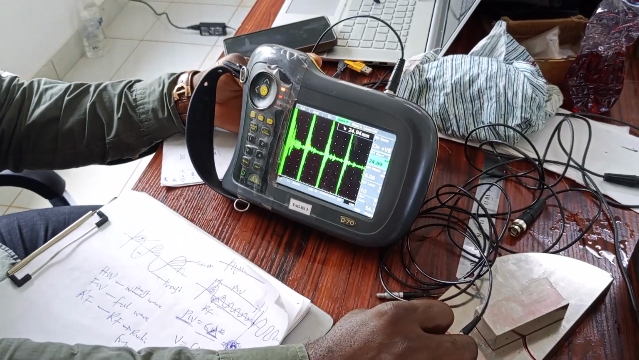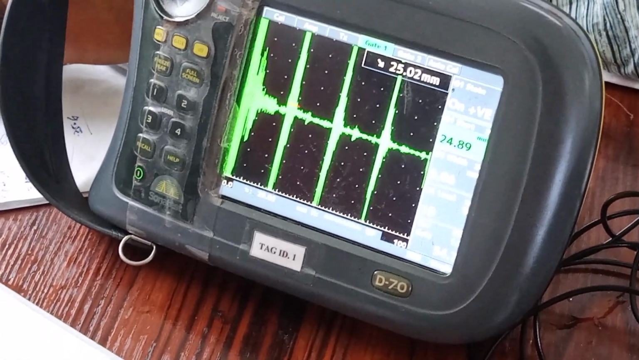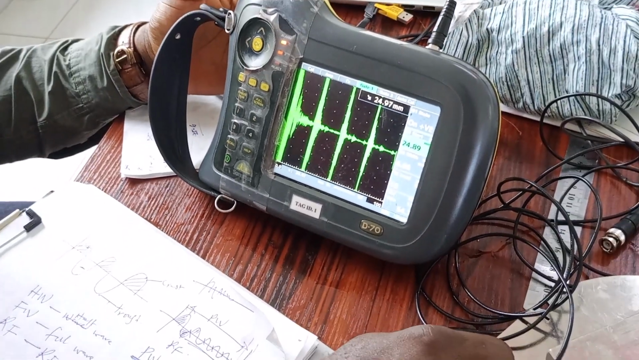Every other thing is the same. The only difference is just the representation. So I believe that helps.